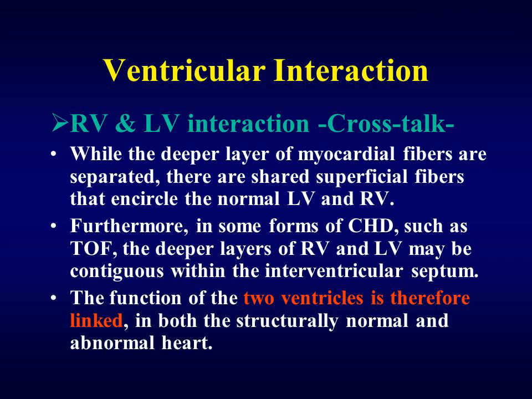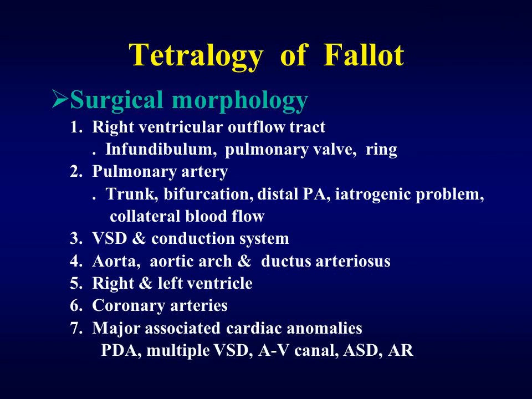Ventricular interaction. RV and LV interaction, crosstalk. While the deeper layers of myocardial fibers are separated, there are shared superficial fibers that encircle the normal LV and RV. Furthermore, in some forms of CHD, such as TOF, the deeper layers of RV and LV may be contiguous within the interventricular septum. The function of the two ventricles is therefore linked, in both the structurally normal and abnormal heart.